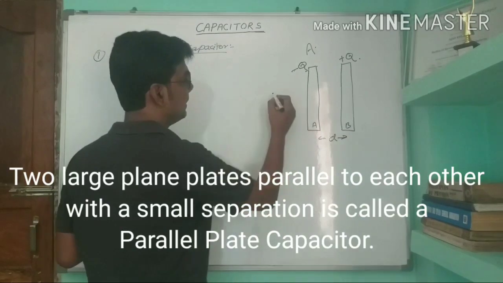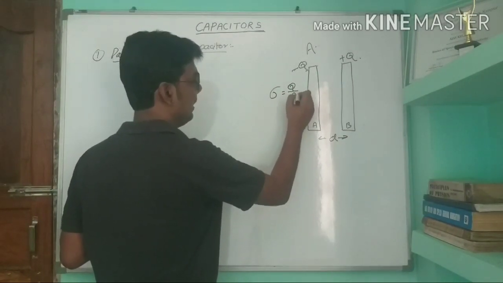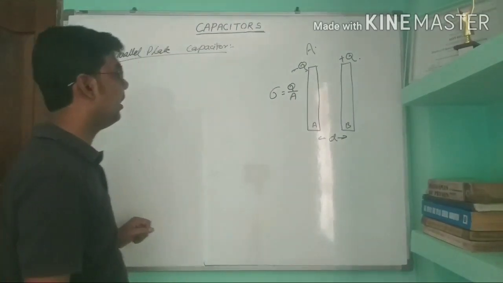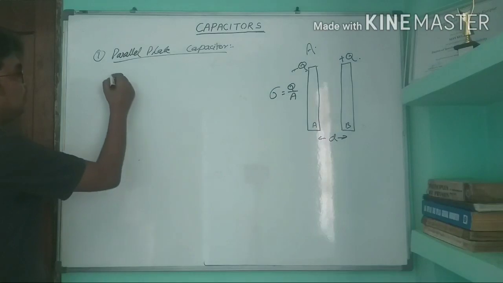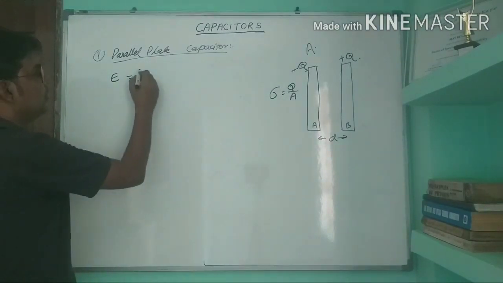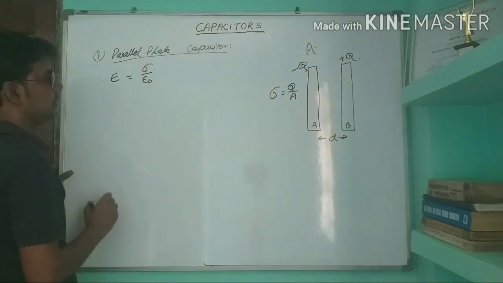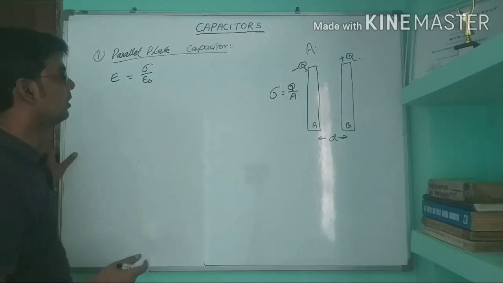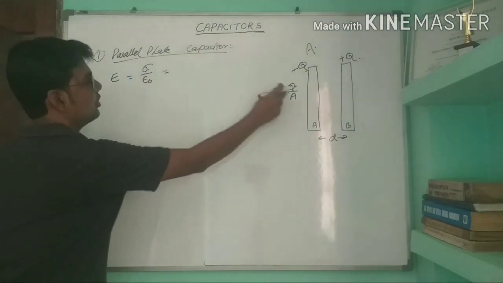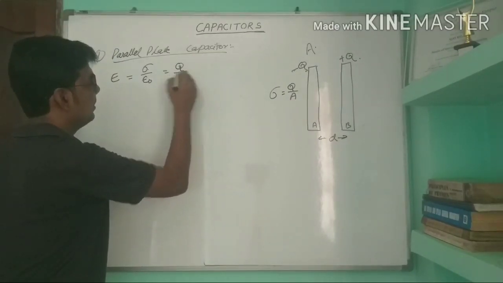Suppose the charge density sigma is Q by A, that is, charge per unit area is Q by A. Now, according to Gauss's law, the electric field intensity E will be equal to sigma by epsilon 0. Sigma is Q by A, so E is Q by A epsilon 0.